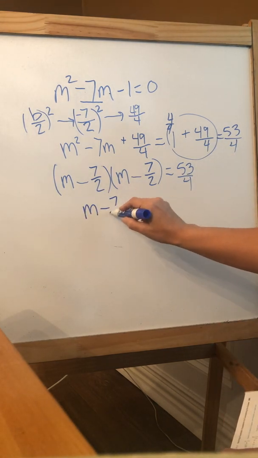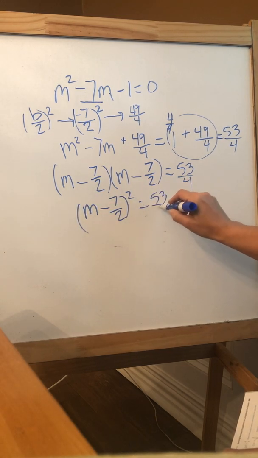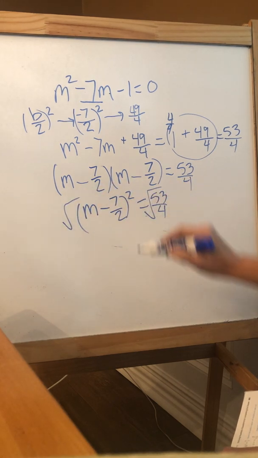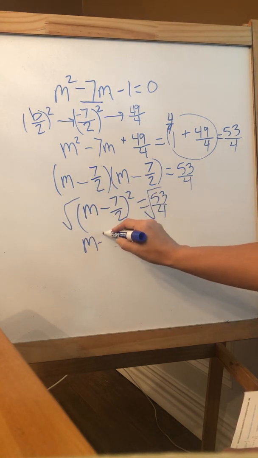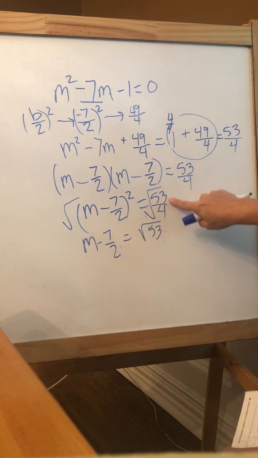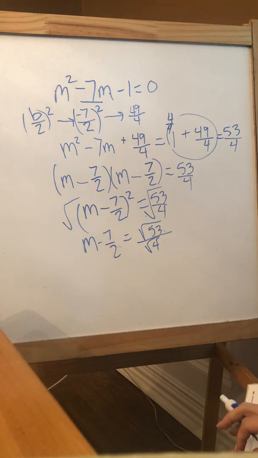All right, let's rewrite this. m minus 7 over 2 squared equals 53 over 4. Take the square root of each side. m minus 7 over 2 equals the square root of 53. Remember, this can be split up now over the square root of 4.